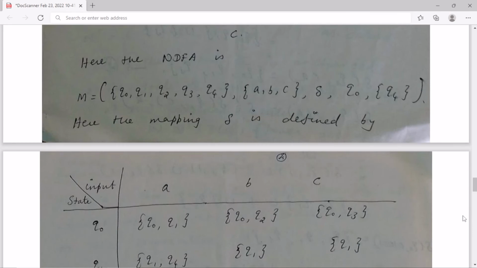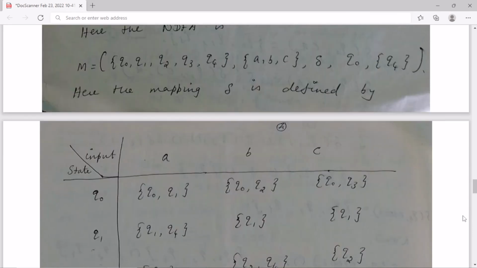So the transition function delta here. Instead of writing like this, you can write like this too in a 5-tuple. Generally we write M as Q, sigma, delta, Q0, F. Okay, Q0 here is your initial state and F is the set of final states.